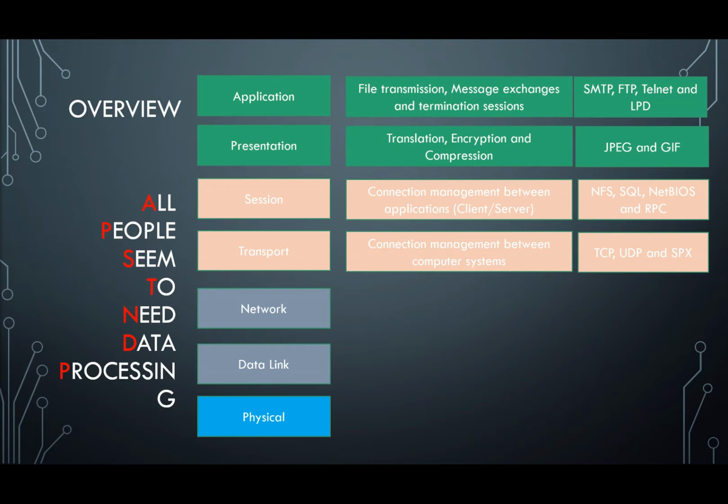TCP, transmission control protocol, is a standard that defines how to establish and maintain a network conversation through which application programs can exchange data. UDP, user datagram protocol, is an alternative communications protocol to TCP, used primarily for establishing low-latency and loss-tolerating connections between applications on the internet.